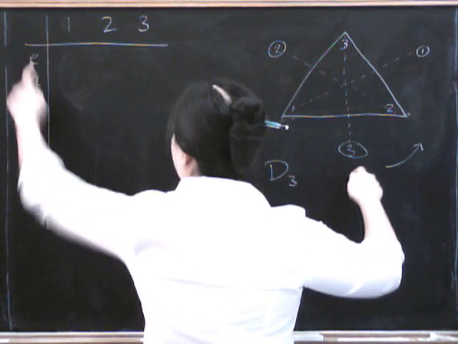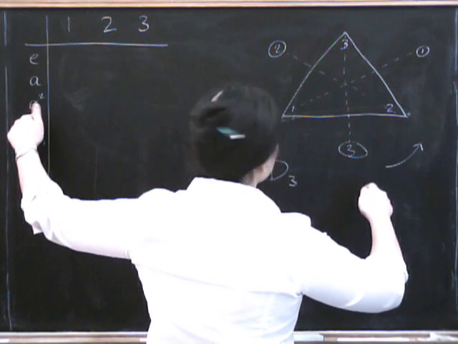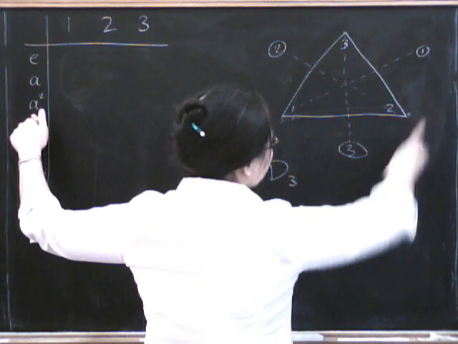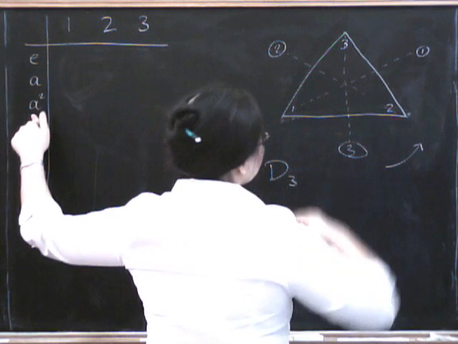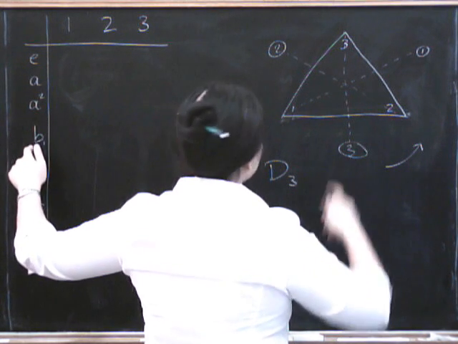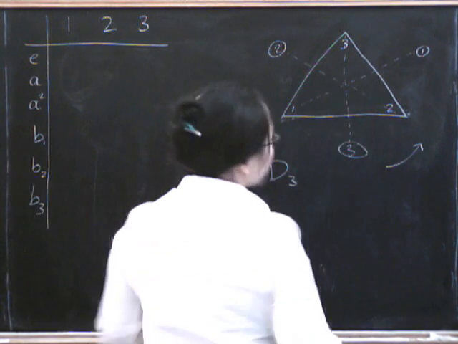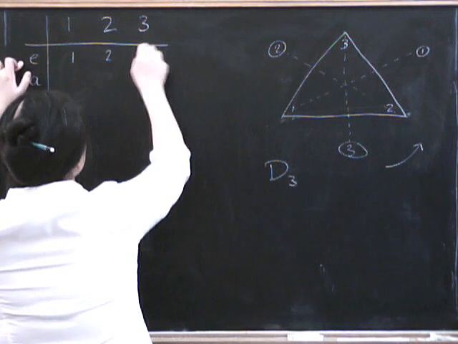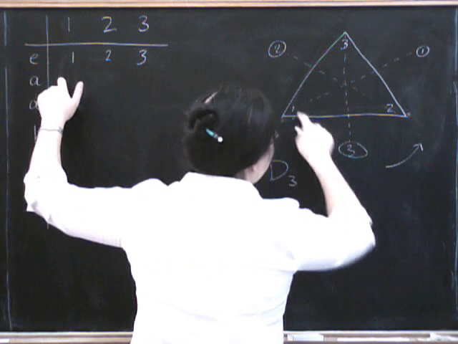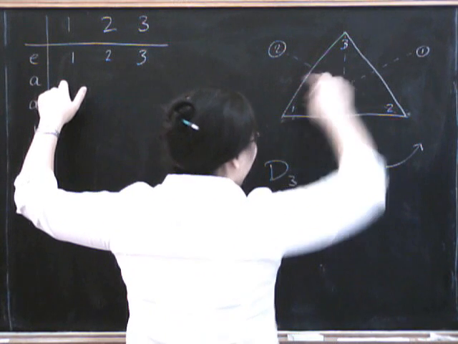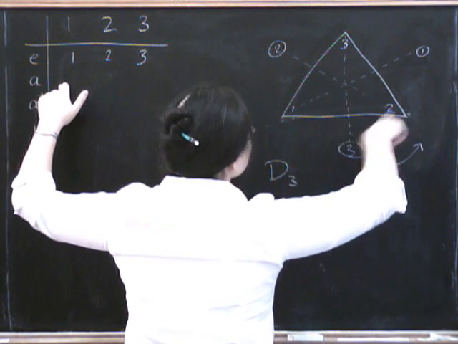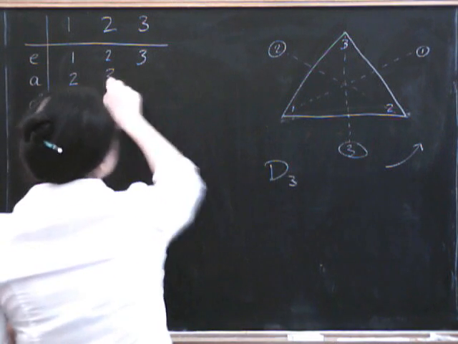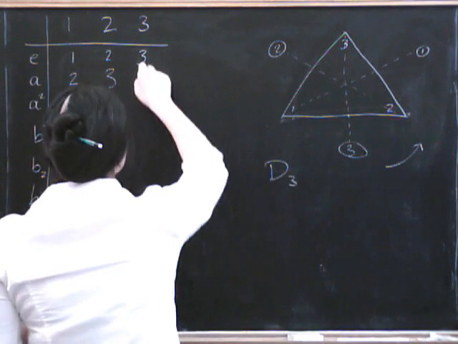We've got elements E, A, and A squared, which are the rotations. So A is rotation anti-clockwise, that's this way, by 2 pi by 3. And the Bi's are the reflections in these 3 lines. So E obviously leaves everything in the same place. So what does A do? A rotates the triangle one way, that way. So 1 goes to 2, 2 goes to 3, and 3 goes to 1.